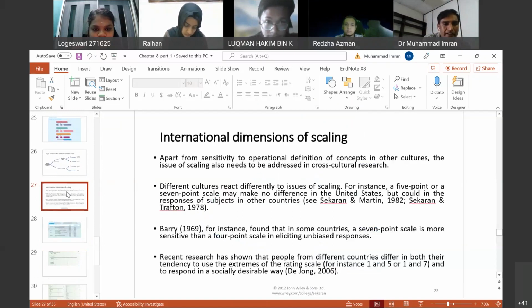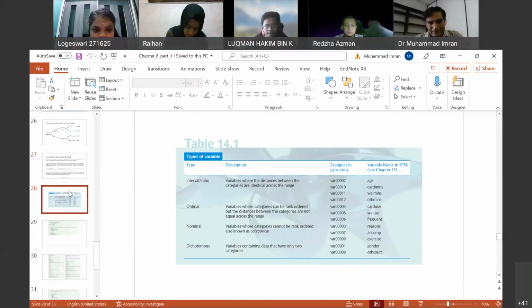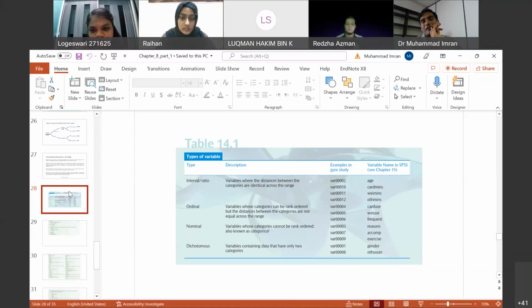International dimensions, okay, for later. And see, maybe how to identify in a questionnaire. If you have a questionnaire, how will you identify which items, which variables, are nominal, which are ordinal, which are interval, and which are ratio.